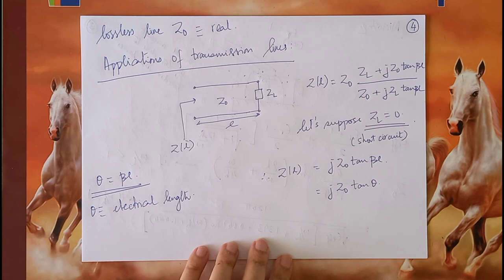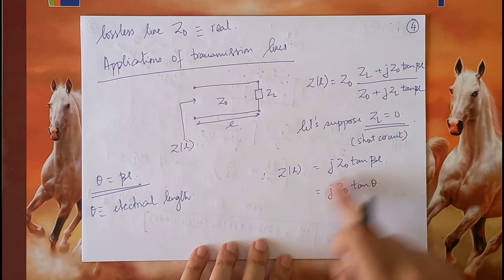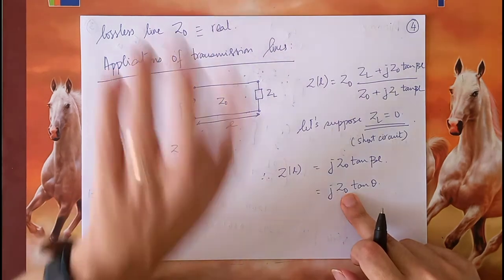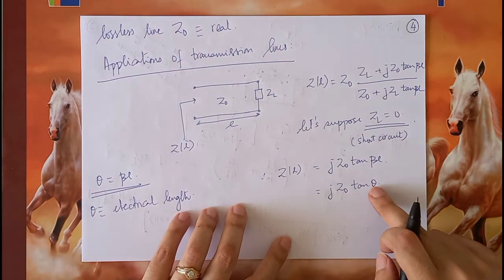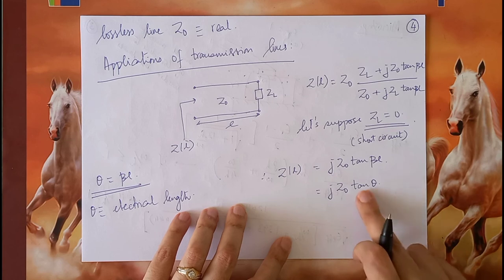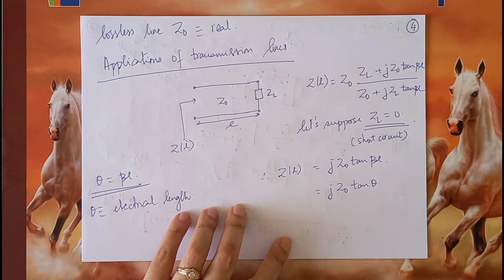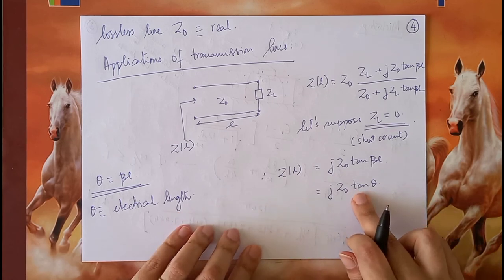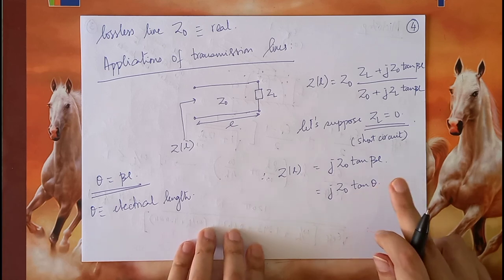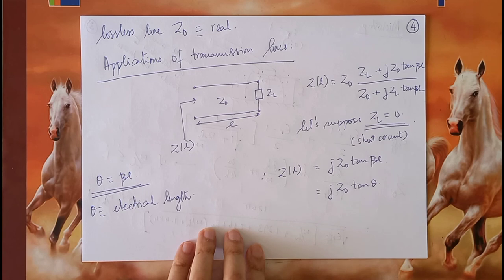Now, this is a purely imaginary quantity, but I can immediately say that Z0 is real and positive, and tan theta can be either a positive quantity or a negative quantity. So when will tan theta be positive? Tan theta will be positive when theta is above 0 but less than 90 degrees.